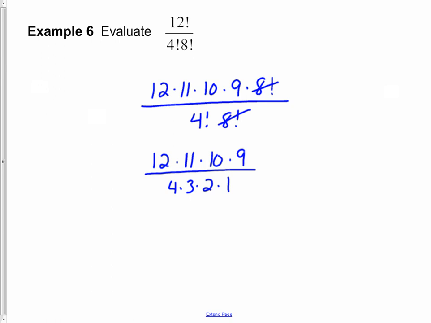Okay. I know 4 times 3, that's 12, so that 12 will drop with the 12 up top. And a 2 can be taken out of the top and the bottom, leaving me a 5. So what I end up with is 11 times 5 times 9 all over 1. 11 times 5 times 9 will end up giving you 495. So these are quick and easy ways to go through and evaluate factorials.